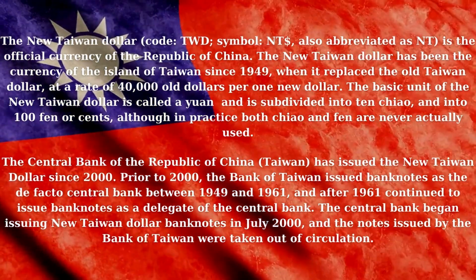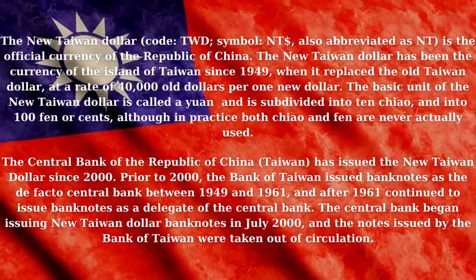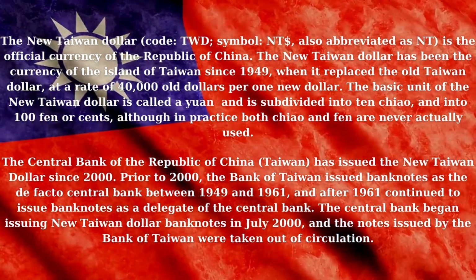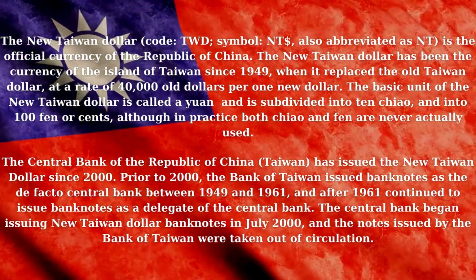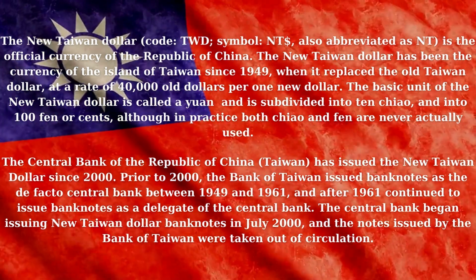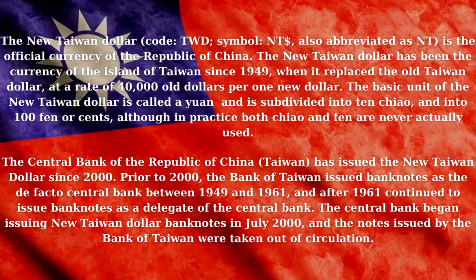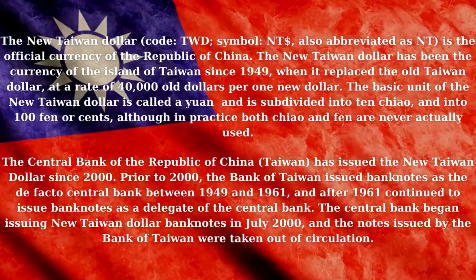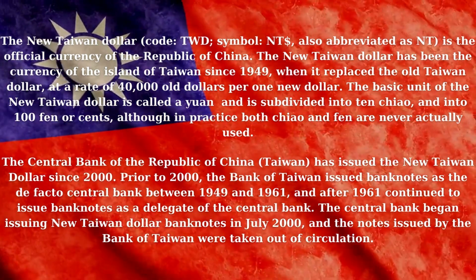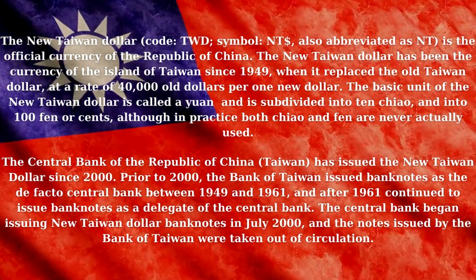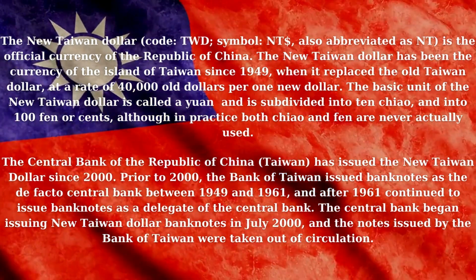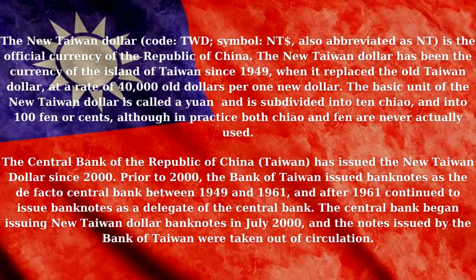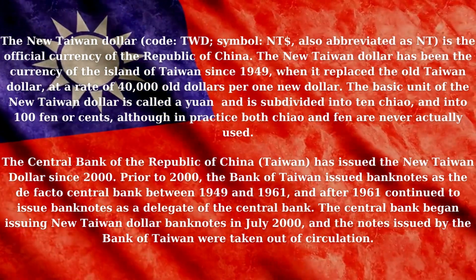The new Taiwan dollar, code TWD, symbol NT dollar, also abbreviated as NT, is the official currency of the Republic of China. The new Taiwan dollar has been the currency of the island of Taiwan since 1949, when it replaced the old Taiwan dollar, at a rate of 40,000 old dollars per one new dollar. The basic unit of the new Taiwan dollar is called a yuan, and is subdivided into 10 jiao, and into 100 fen or cents, although in practice both jiao and fen are never actually used. The Central Bank of the Republic of China, Taiwan, has issued the new Taiwan dollar since 2000.